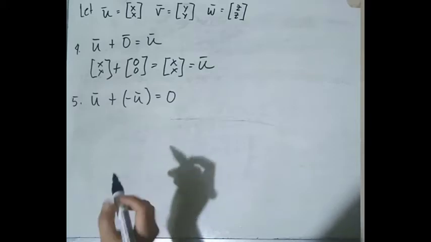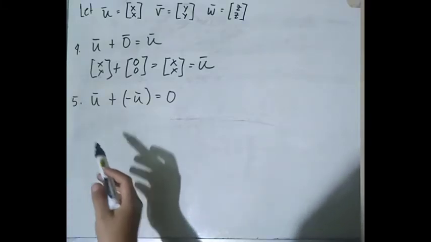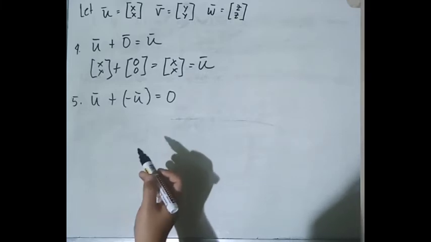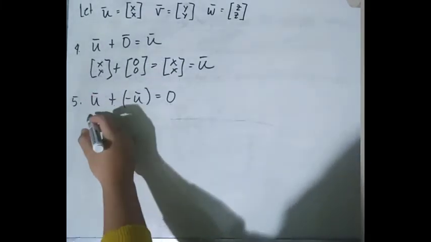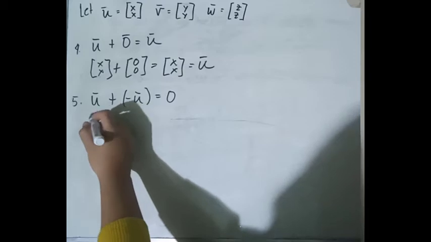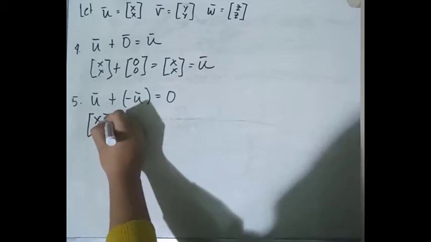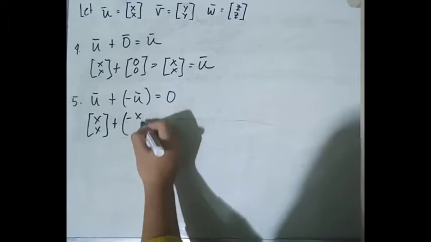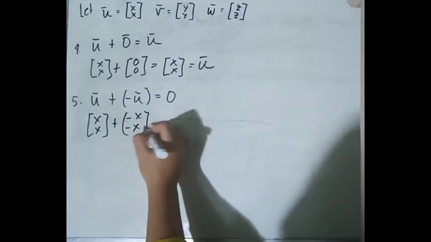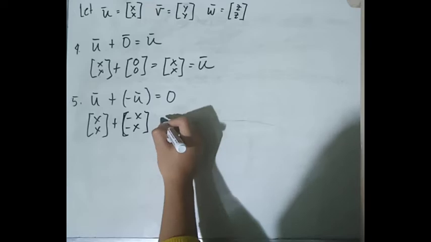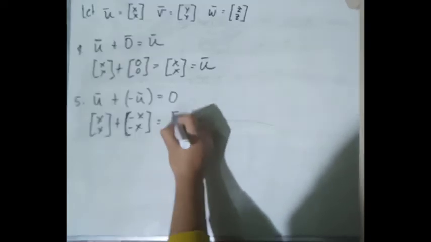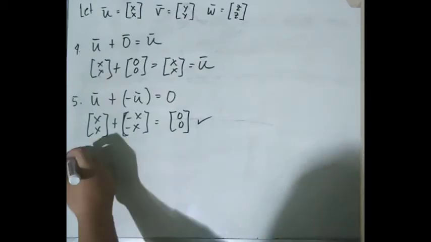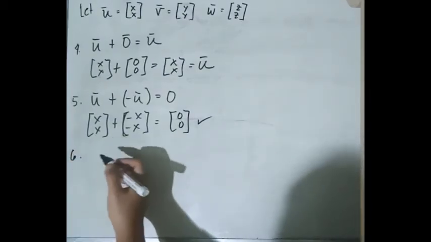Next property: if we add a vector with its negative inverse, then the sum is zero. So let's say vector U, that is (x, x), plus negative (x, x), so that is (0, 0). Next, we have property number 6.